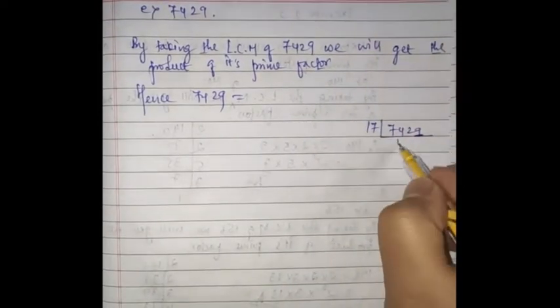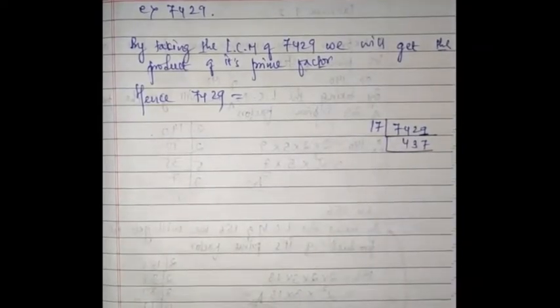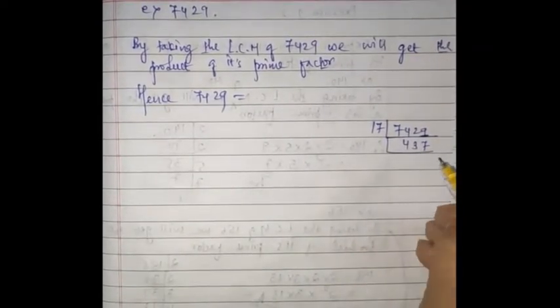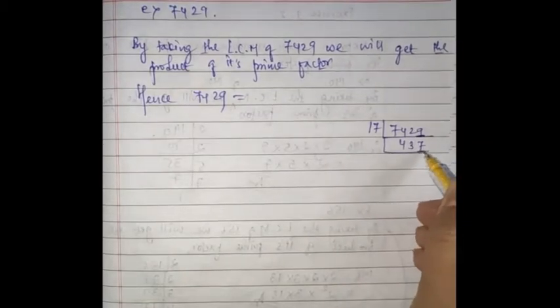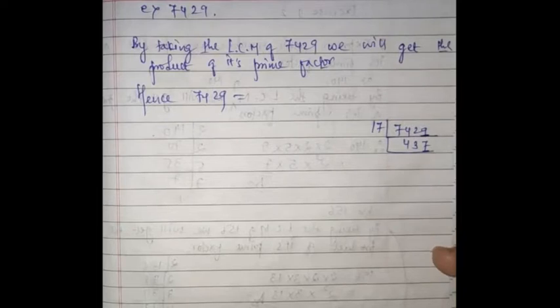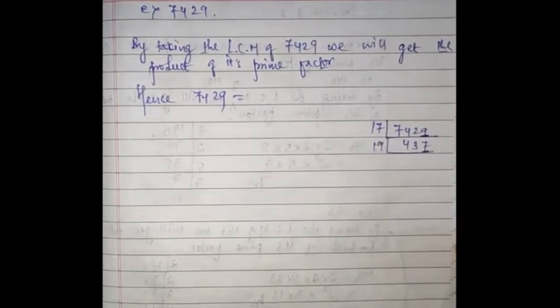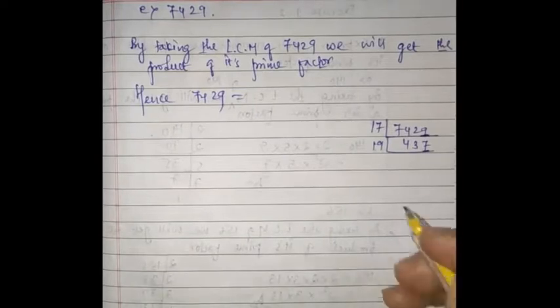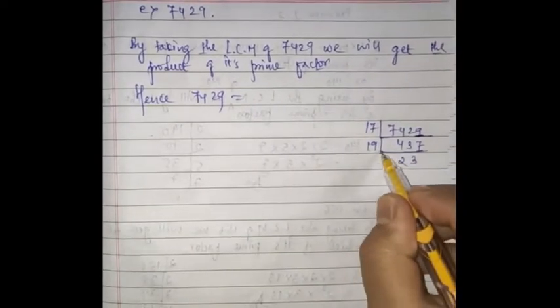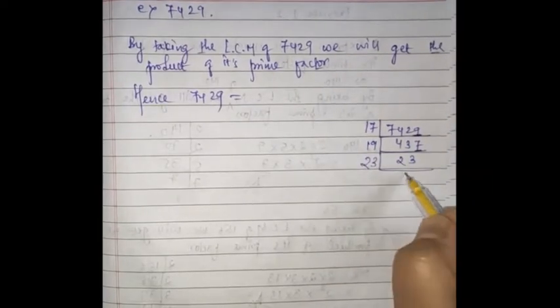It is 437. Alright, so again to solve this, looking at the unit digit, we can use 7, but 7 times 7 is not coming. 3 also is not possible. 9 times 3, no, it's not possible. And we can use 19 here. Yes, 19 times 23, and 23 is a prime number, so 23 times 1.